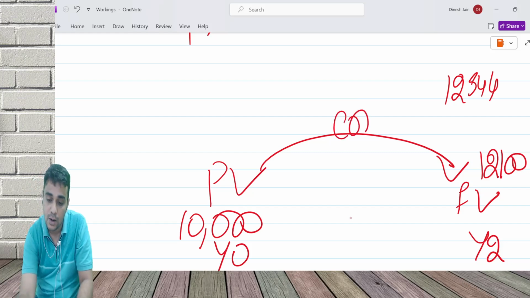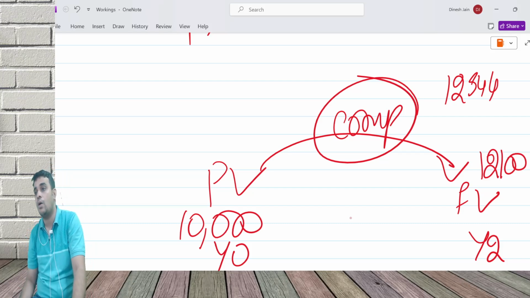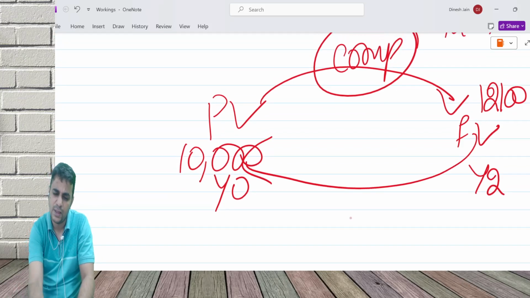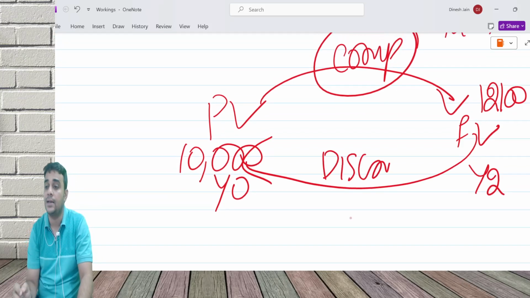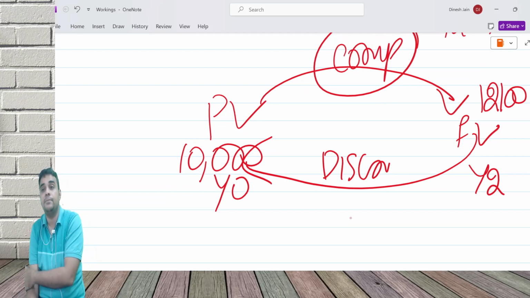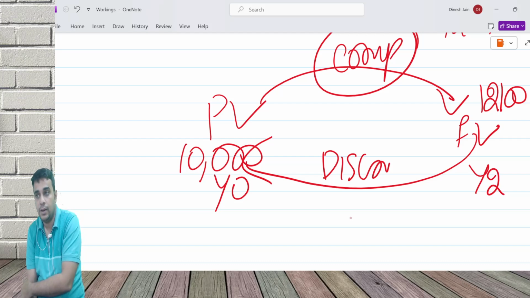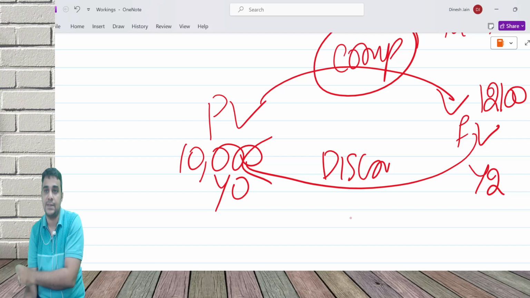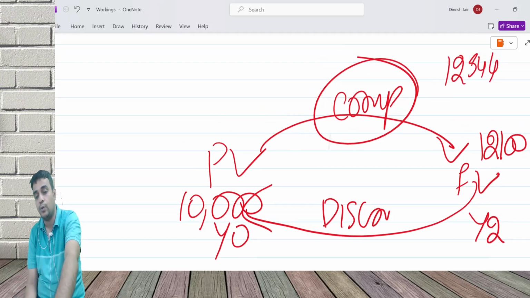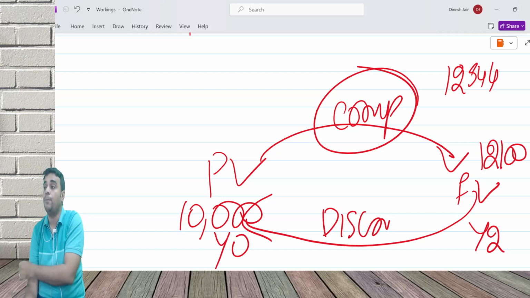This is called compounding. Present value compounded and you get future value. I'll come to the formula and all later. Then I want to go in the reverse order. This is called discounting. In the calculator, 12,100 divided by 1.1, again divided by 1.1. What is 1.1? It is 1 plus 10%, the rate of interest. For 12,544, divide by 1.12, again divide by 1.12, and you get 10,000. Clear? Any doubts on this?